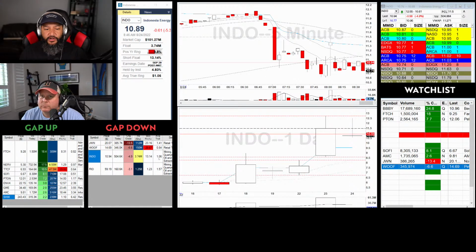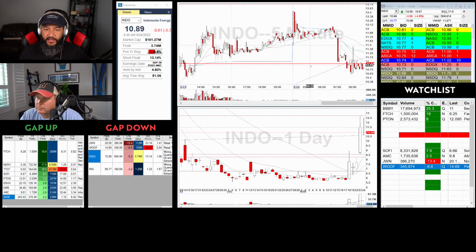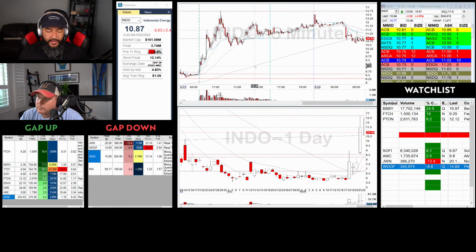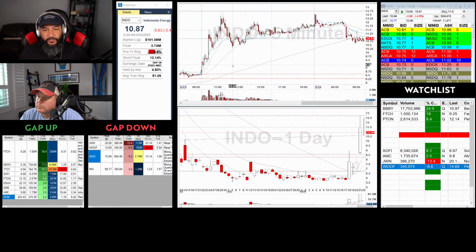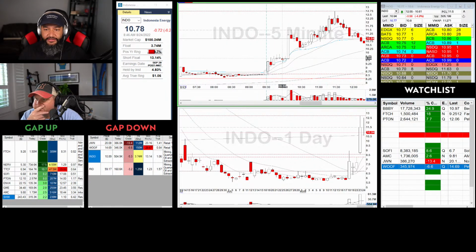Here's Indo, 3.7 million shares of flow. This thing is just, you got to be very careful, guys. Extremely careful. Nas had an incredible trade on this one. On his webinar, he was showing a trade that he took on this. A very, very nice trade here on the breakout. So again, great for scalping. But he did get stopped out once.